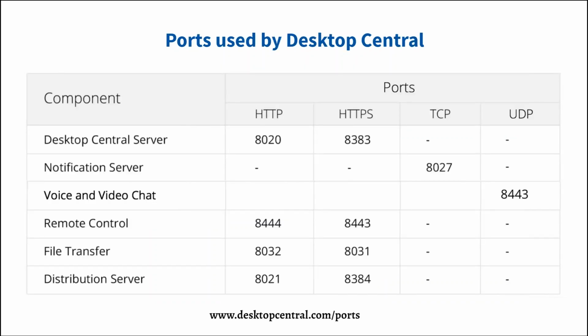So these are the ports used by Desktop Central. The port 8383 or 8020 ensures seamless agent-server communication. Each and every port has its own significance, and having any of these ports blocked will have an impact on the respective functionalities. So ensure you have these ports properly configured. To know more about ports, please visit desktopcentral.com/ports.